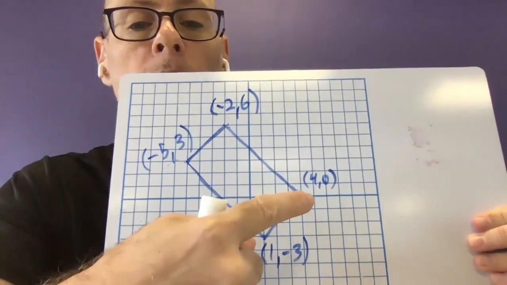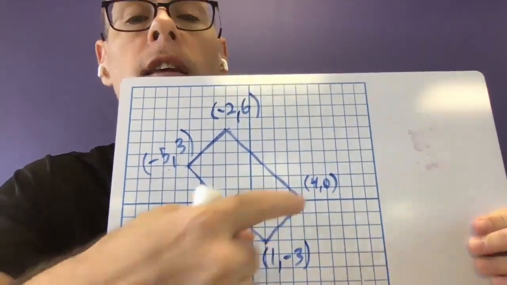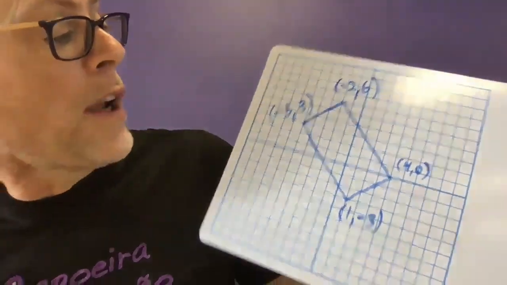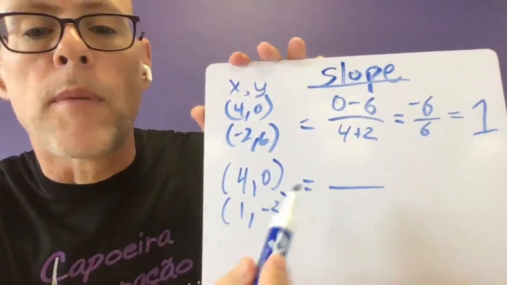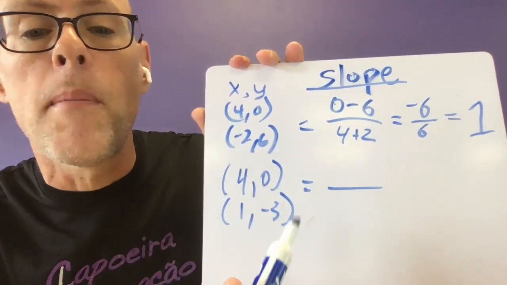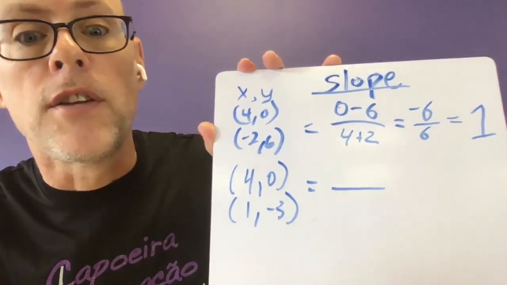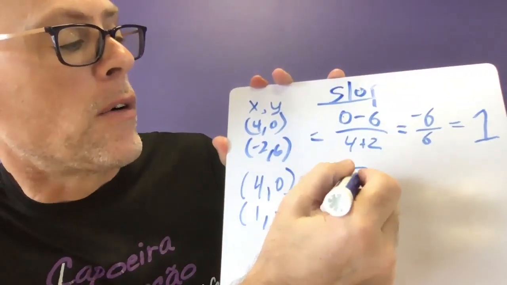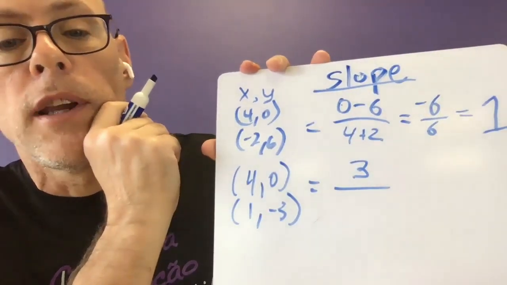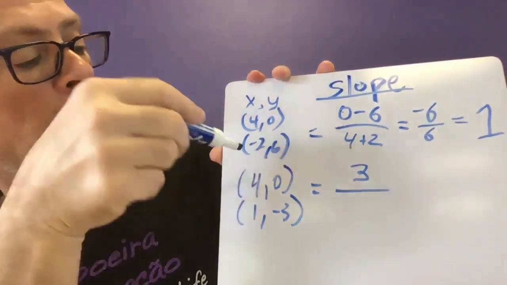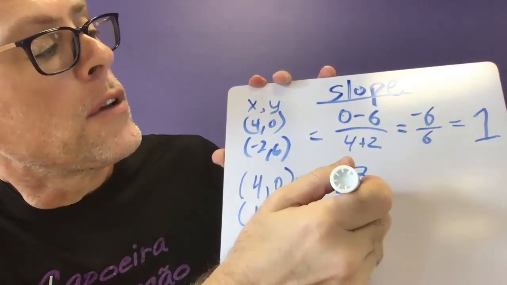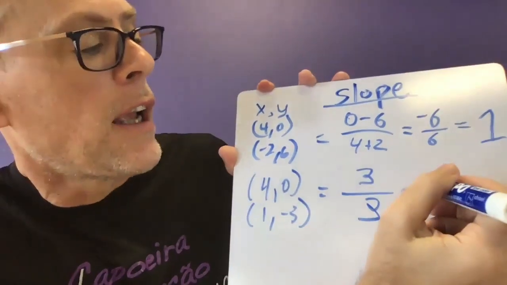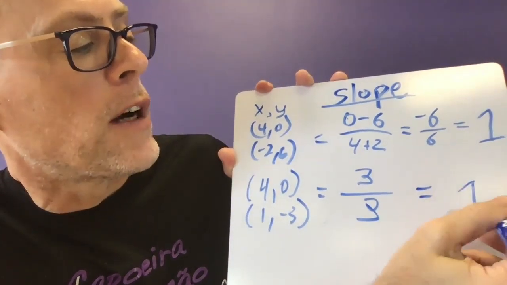Let's find the slope of this side right here, the point 4, 0 and the point 1, negative 3. Okay, so go ahead and try that on your own if you want. I'm going to subtract the Y values first. So 0 minus negative 3 is just 0 plus 3, I can just put 3. And then the X's, 4 minus 1 is 3. All right, and that gives us a slope of 1.